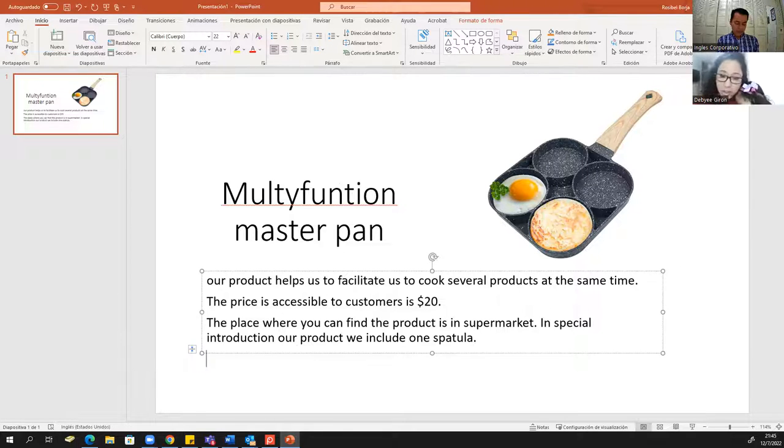La otra es, where would you sell your product? Pero creo que ya contestamos la C. Where will you sell your product? En supermarket. Where will you position your product to catch the eye in the top shelf?